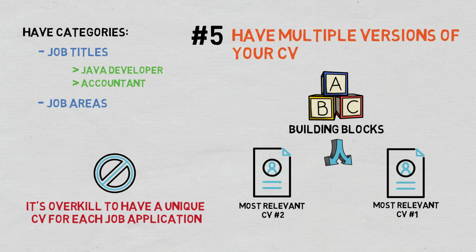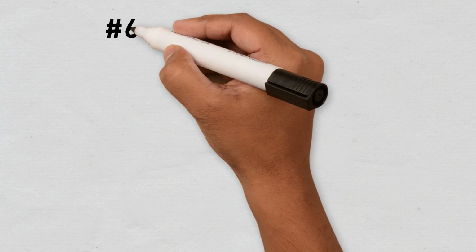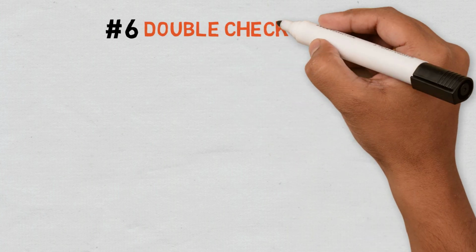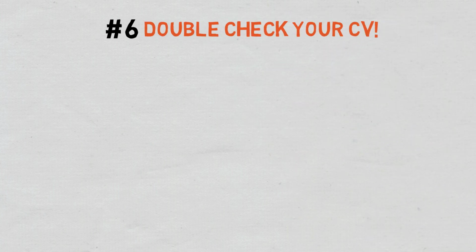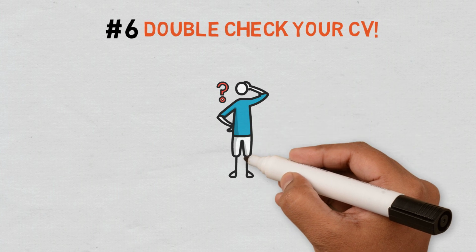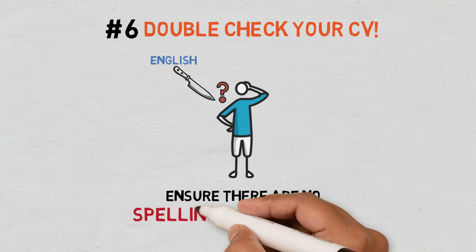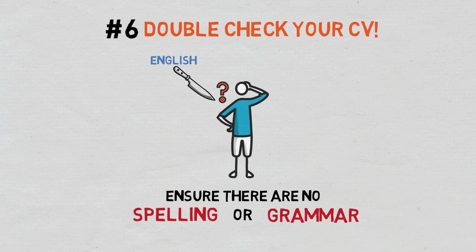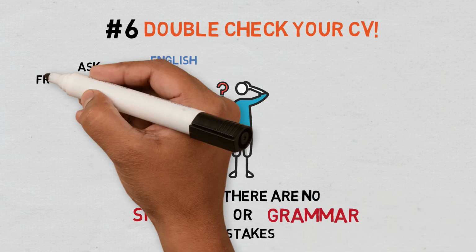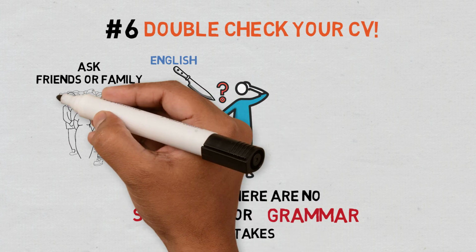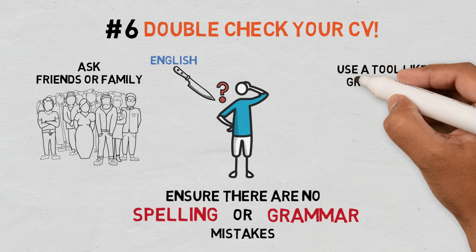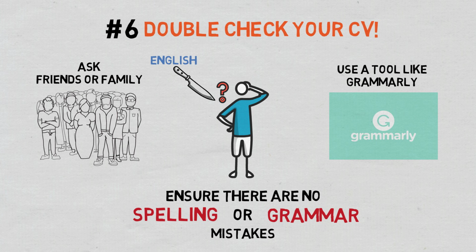Regarding different job areas, it may be beneficial to have different information, such as the physical address you would be staying at if you got the job rather than your current address. And last but not least, double check your CV. Let's face it, English can really stab you in the back sometimes. So just ensure you put in the effort to double check that you do not have any spelling or grammar mistakes in your CV. This can be done by asking your friends and family to give it a read and see if they pick up anything. Or you could try using tools such as Grammarly to check if you've made a mistake anywhere.